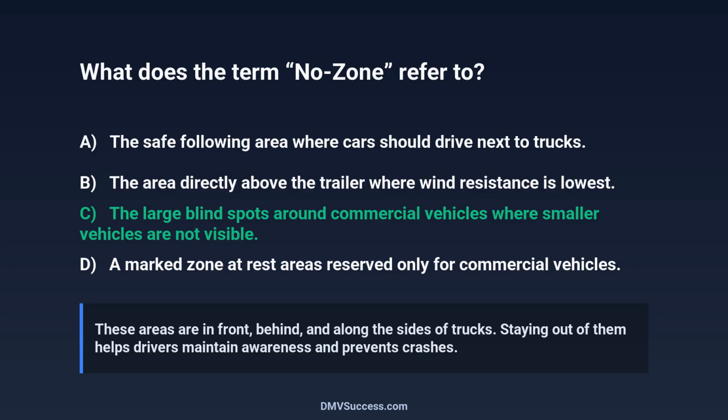The correct answer is C. The large blind spots around commercial vehicles where smaller vehicles are not visible. These areas are in front, behind, and along the sides of trucks. Staying out of them helps drivers maintain awareness and prevents crashes.